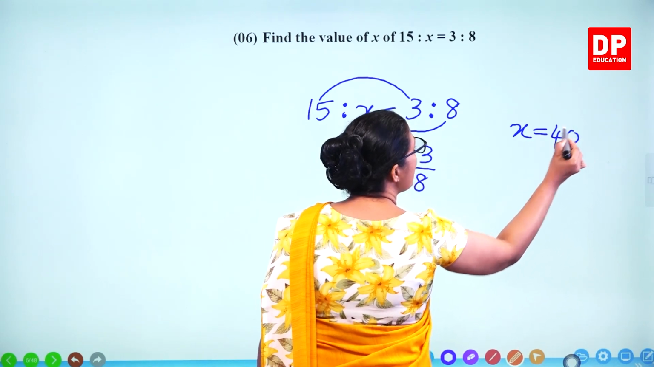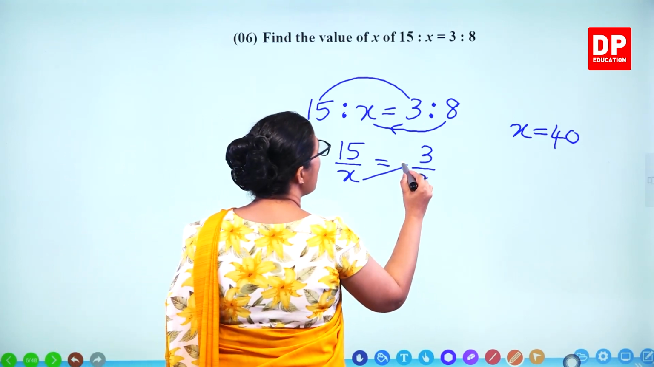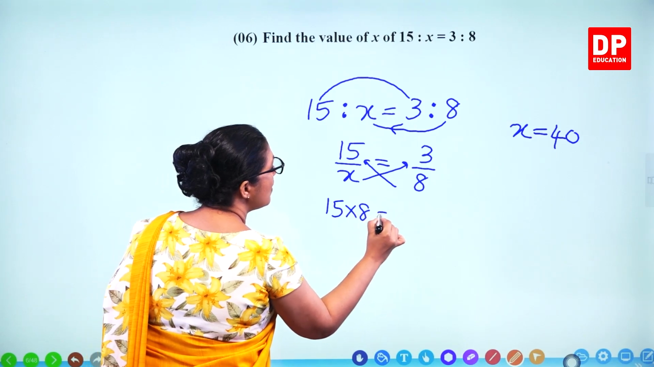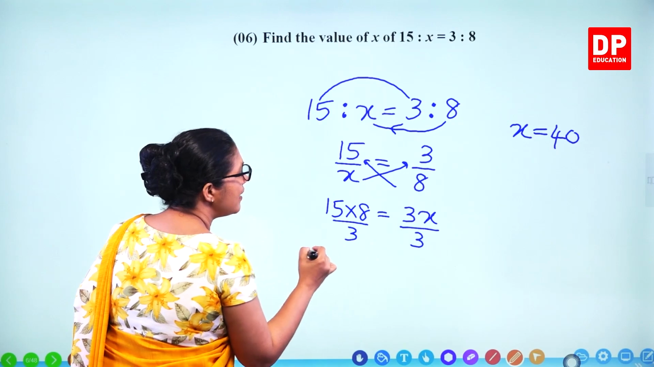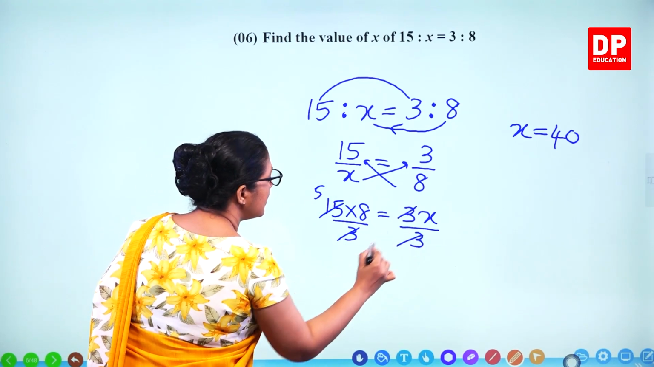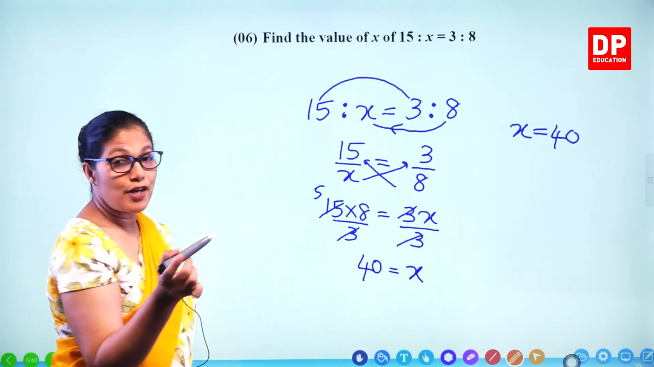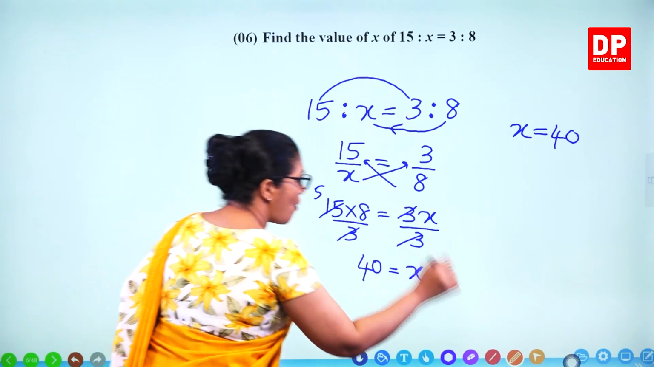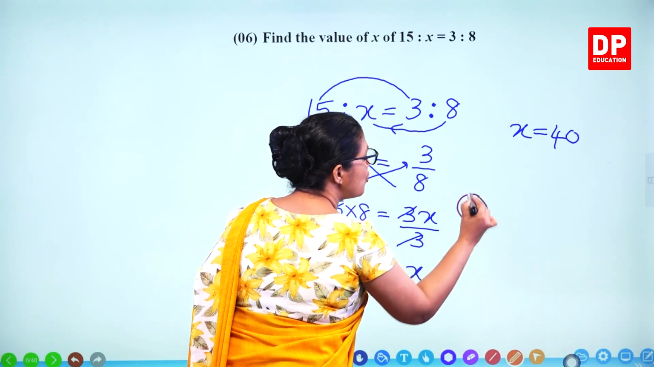But this way also you can do. When you write it as a fraction, you can cross multiply. 15 times 8 equals 3x. To find x, you divide by 3. 3 times 5, 5 times 8, 40. So both ways you can do: either straight away see how you get 3 from 15 or just write as a fraction. So you get 2 marks for that.